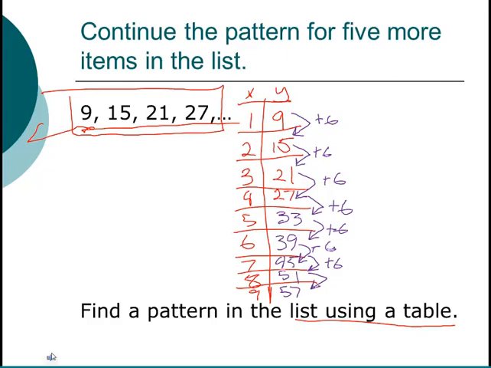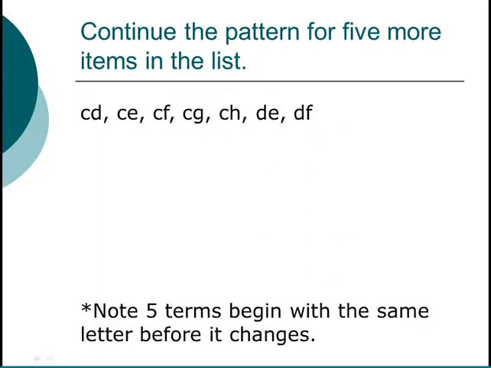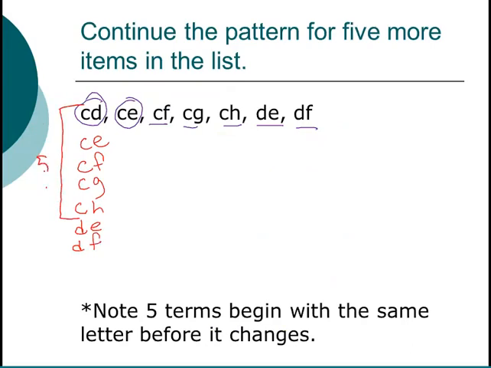Okay, so now we're going to take a look at a different type of pattern. Here we've got a letter sequence, pairs. We've got CD, CE, CF, CG, CH, DE, DF. At first glance, it seems like a rather strange pattern. But there is a pattern happening, and I like to look at this one vertically as well. I'm going to list them: CD, CE, CF, CG, CH, DE, and DF. What I want to recognize is that there is a change happening after 5 terms. So that means there's going to be another change happening after 5 more terms.